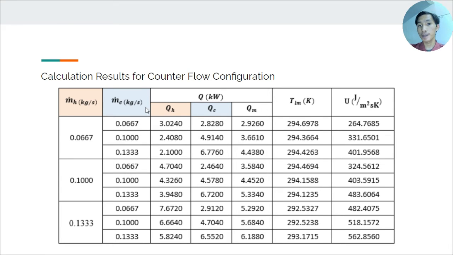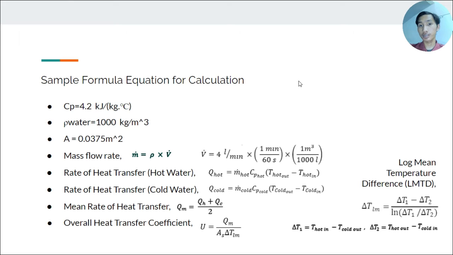So moving to the next slide, these are the results for the counter flow configuration calculation that we have made using the formula. As you can see here, these are the results for the mass flow rate of hot and cold water. This is the result for the rate of heat transfer for hot water, cold water, and the mean rate of heat transfer. This is the result for the logarithmic mean temperature difference, and this is the result for the overall heat transfer coefficient.